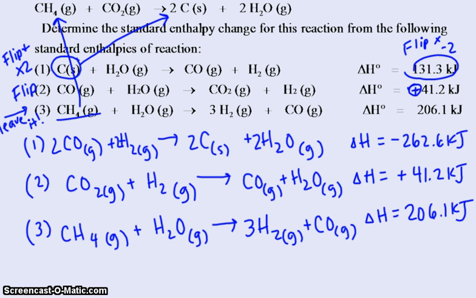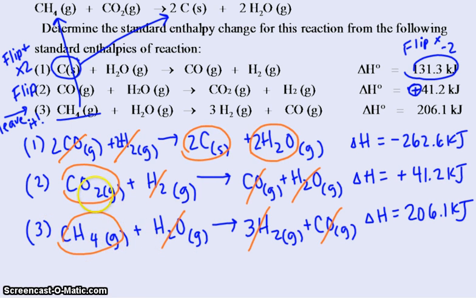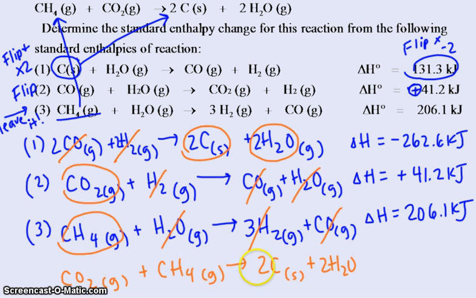Now I'm going to start canceling out substances that appear on both sides. Notice I have 2 COs on the left, 2 COs on the right. 3 hydrogens on the left, 3 hydrogens on the right. I'm also going to get rid of one of my waters, and I'm left with CH4, CO2, 2 C's, and 2 H2O's. When I put that all together, CO2 plus CH4 yields 2C plus 2H2O. It is the exact reaction we were looking for.